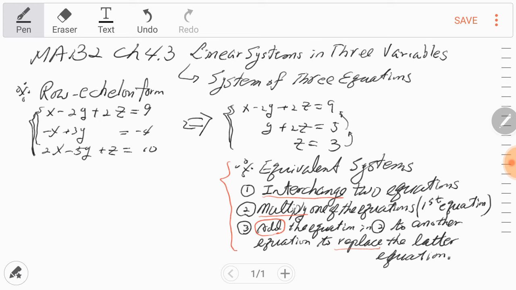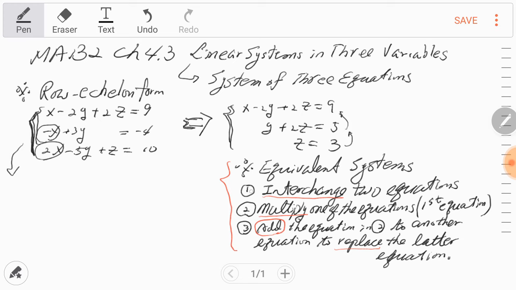Okay, so in order to make a row echelon form, there are three operations that we can consider, which give equivalent systems. I'm going to write another system that is equivalent to the original, and this system will remove the x terms in the second and the third row.